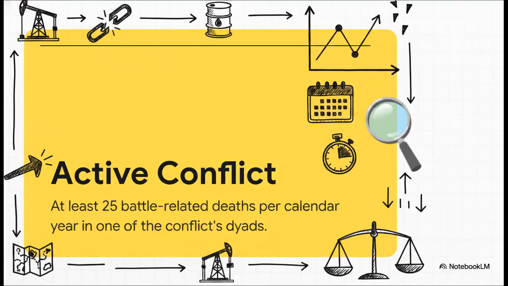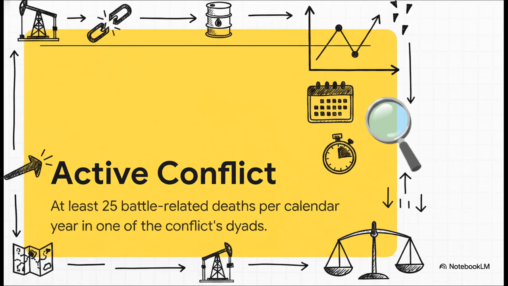Now, this is where it gets really interesting. How do you begin to put a reliable, auditable number on something as chaotic as a war? Well, ESG reporting takes a highly subjective, emotionally charged word like conflict and anchors it to a strict mathematical third-party definition. According to the UCDP Conflict Data Program, a conflict is deemed active if there are at least 25 battle-related deaths per calendar year in one of the conflict's dyads.